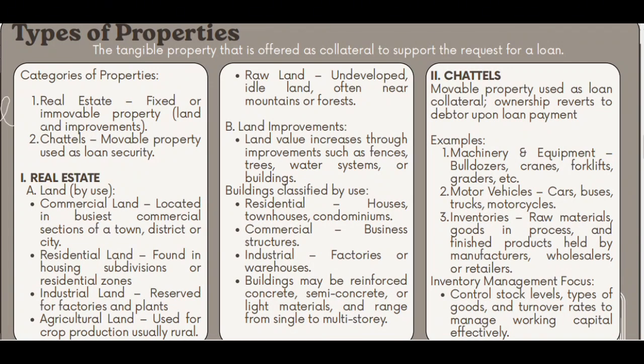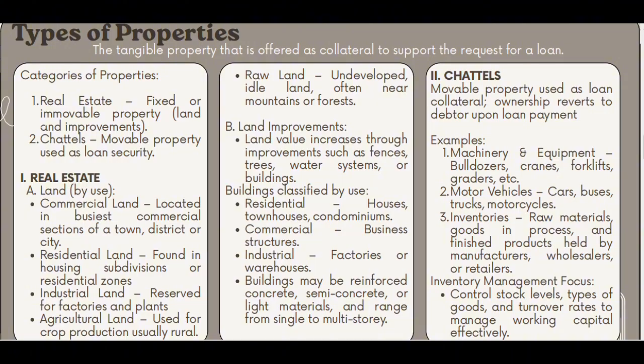Now let's proceed to the other type of properties, which is the chattels. Chattels are movable properties that can be used as loan collateral. Unlike real estate, ownership of chattels reverts to the debtor once the loan is fully paid. First, machinery and equipment: heavy machinery used in construction, agriculture, and manufacturing. Examples are bulldozers, cranes, forklifts, and graders. It is valued based on age, condition, and market demand.